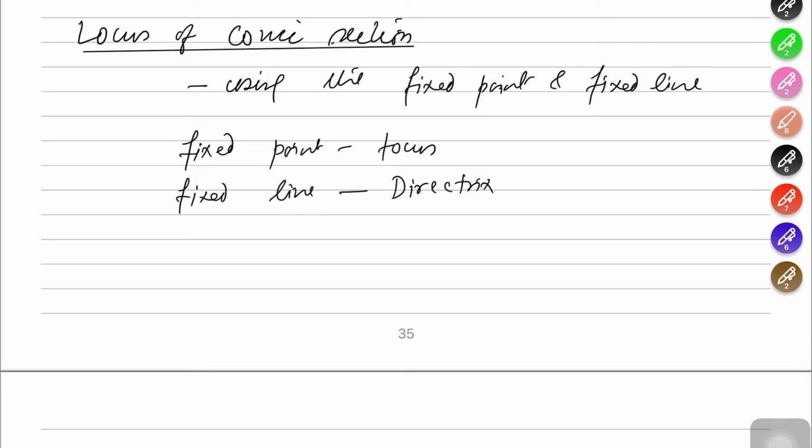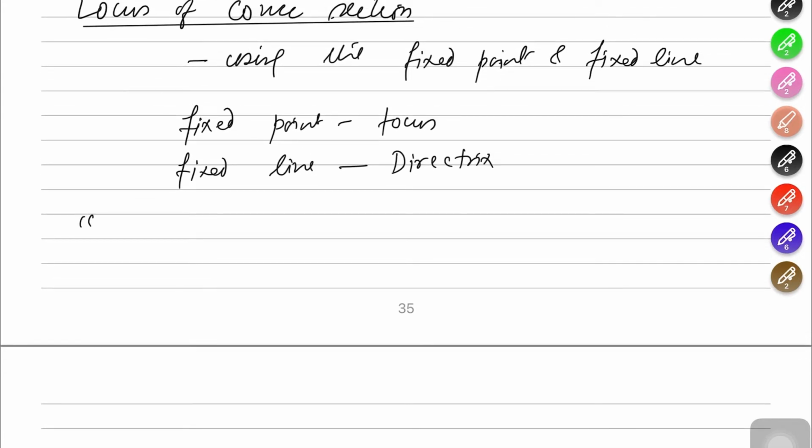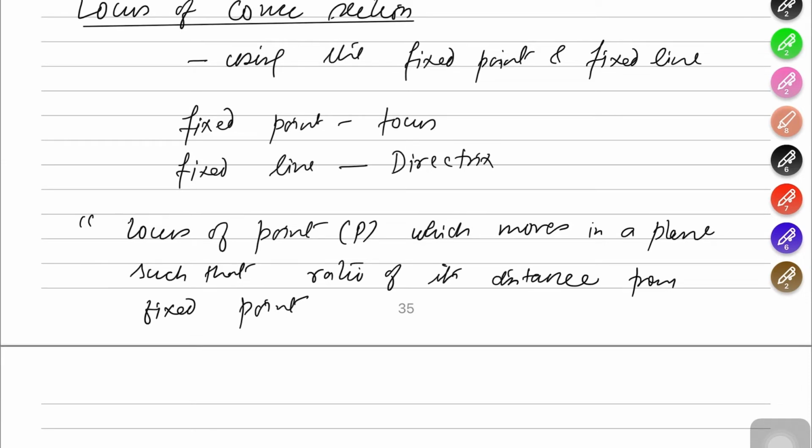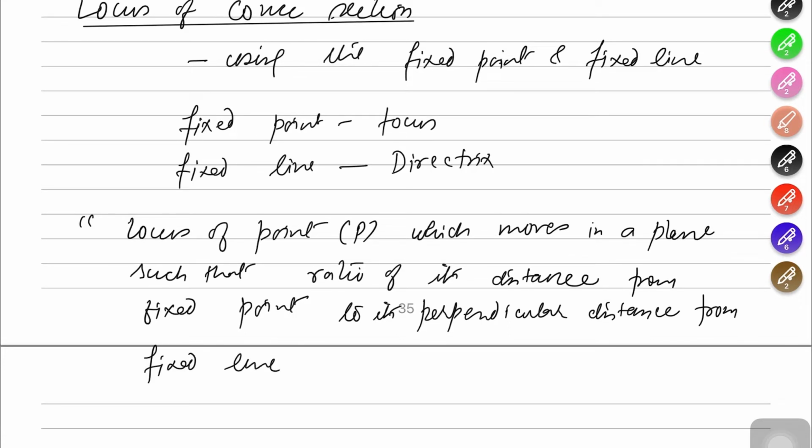So what is the locus of a conic section? If we define the locus of a conic section, we can say it is the locus of a point P which moves, obviously in a plane, such that the ratio of its distance from a fixed point to its perpendicular distance from a fixed line is constant.